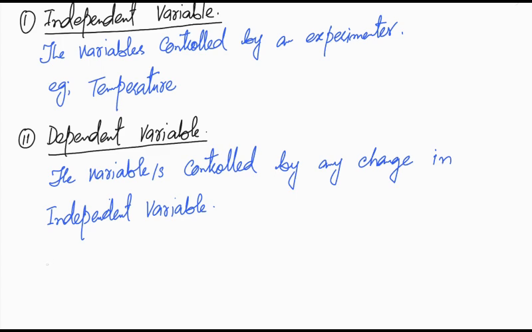Let us take the example from our investigation, that is the activity of the enzyme, that is catalase. So if temperature changes, the activity of the enzyme changes. If temperature increases or decreases, whatever the change is, that we are going to record. And that variable is called the dependent variable.